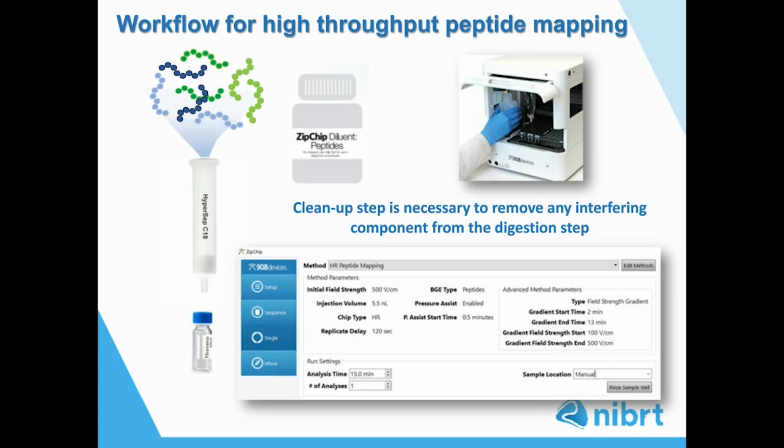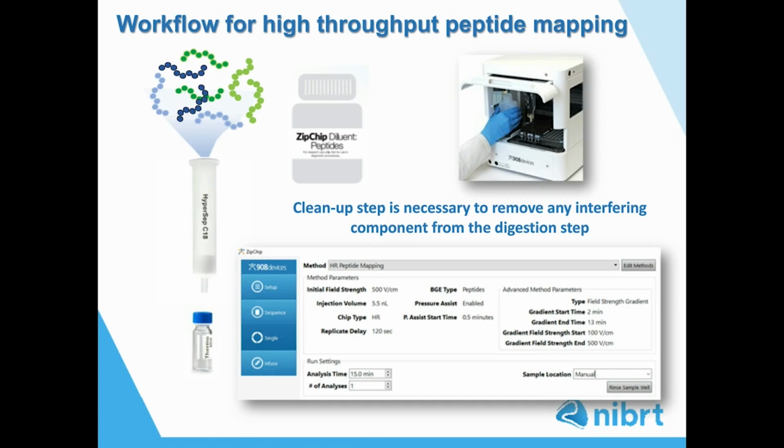For sample preparation, we used the automatic sample digestion with the Thermo Scientific SMART Digest kit using the magnetic resin option. Then we cleaned up the sample on a C18 cartridge and loaded the vials on the autosampler for direct injection to the CE device. We used the default method provided for peptide mapping on the ZipChip software, so everything was done automatically for sample injection and CE separation. And we decided also to switch the field strength mode from constant to gradient.